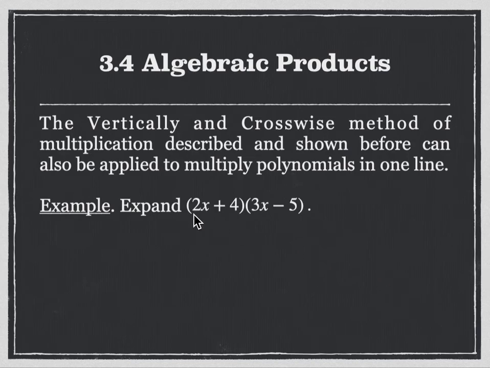So 2x, first the vertical method, 2x times 3x is going to give us 6x squared. And then 2x times minus 5 is minus 10x plus the product of 4 times 3x, so that's 12x. 12x minus 10x is going to give us plus 2x. And then 4 times negative 5 is going to give us negative 20, which gives us a solution, which is 6x squared plus 2x minus 20. So I'm going to go back to this in the next video, showing you the full illustrated process.